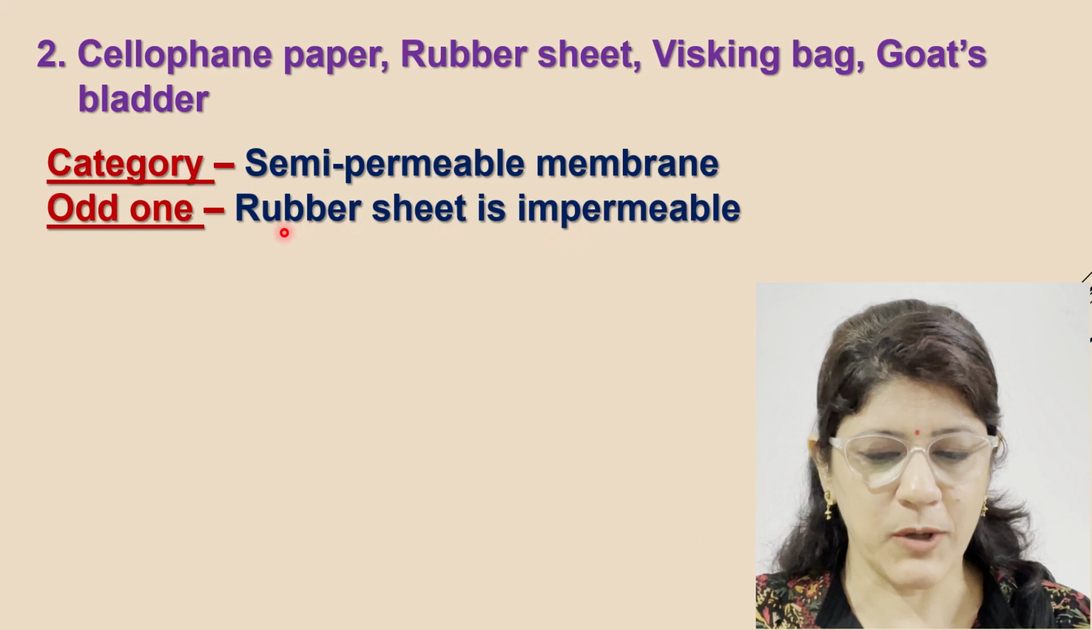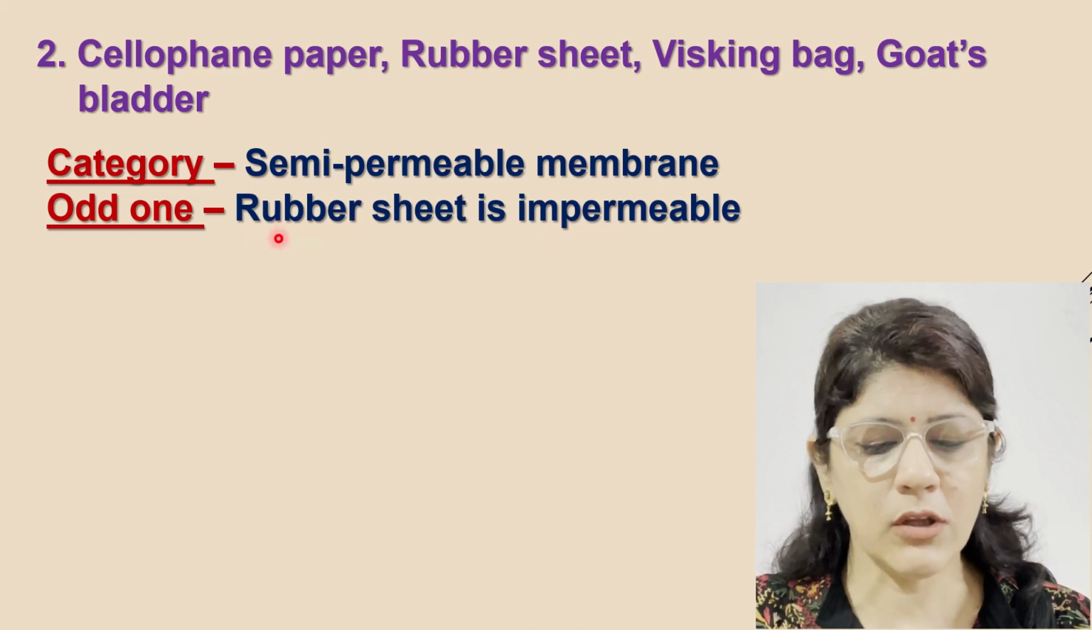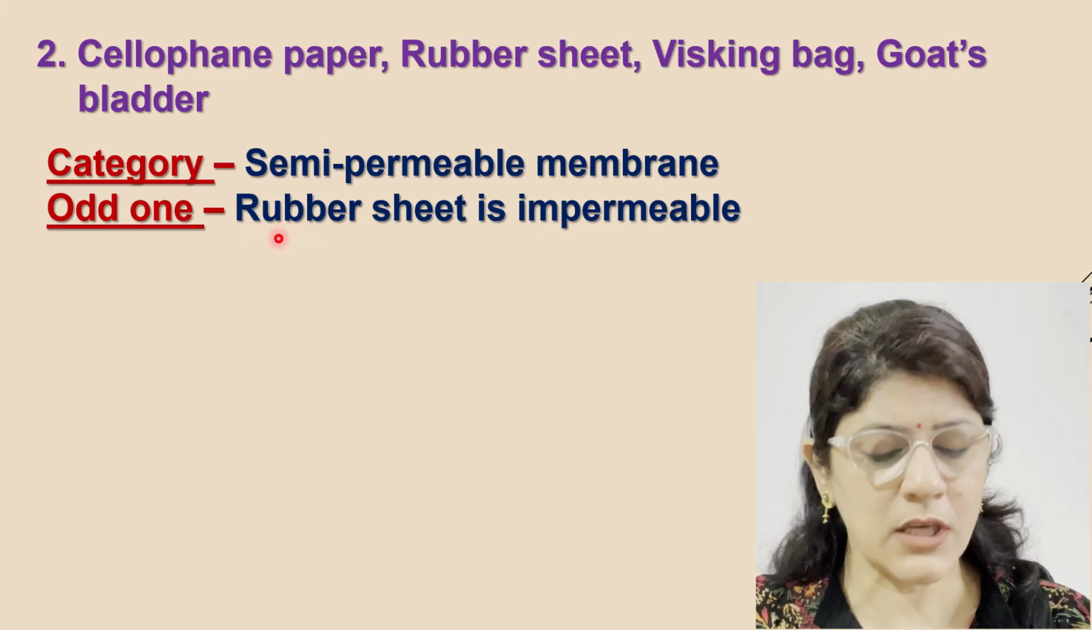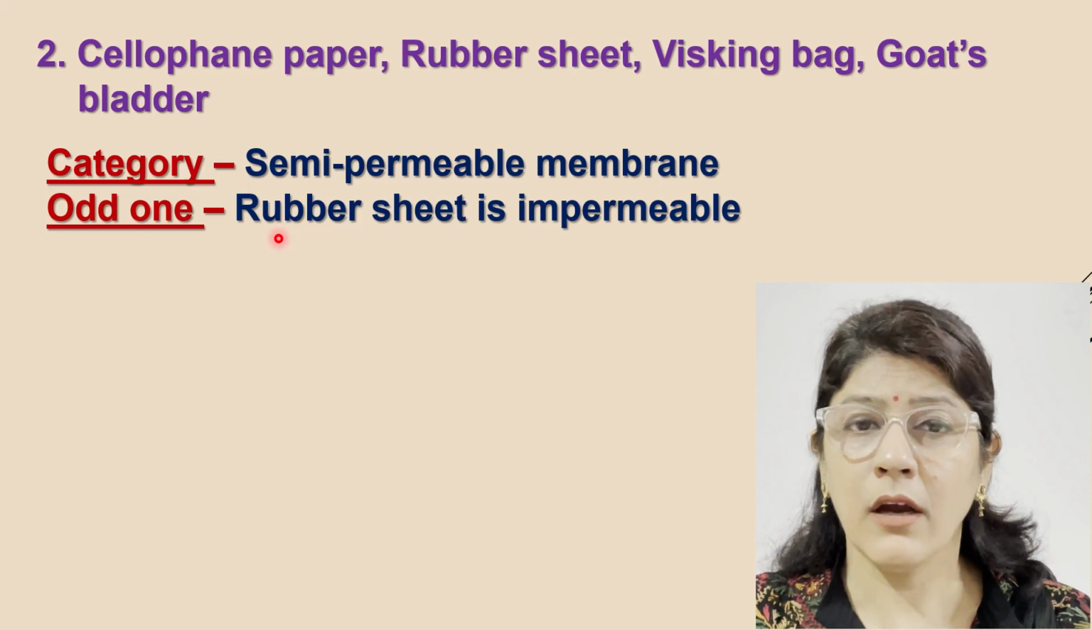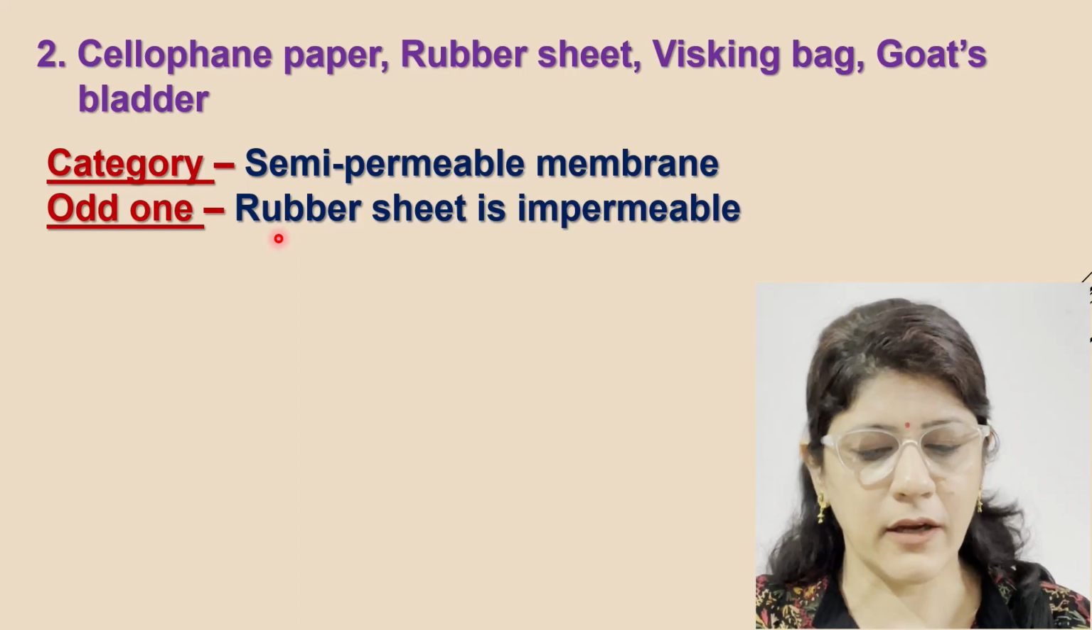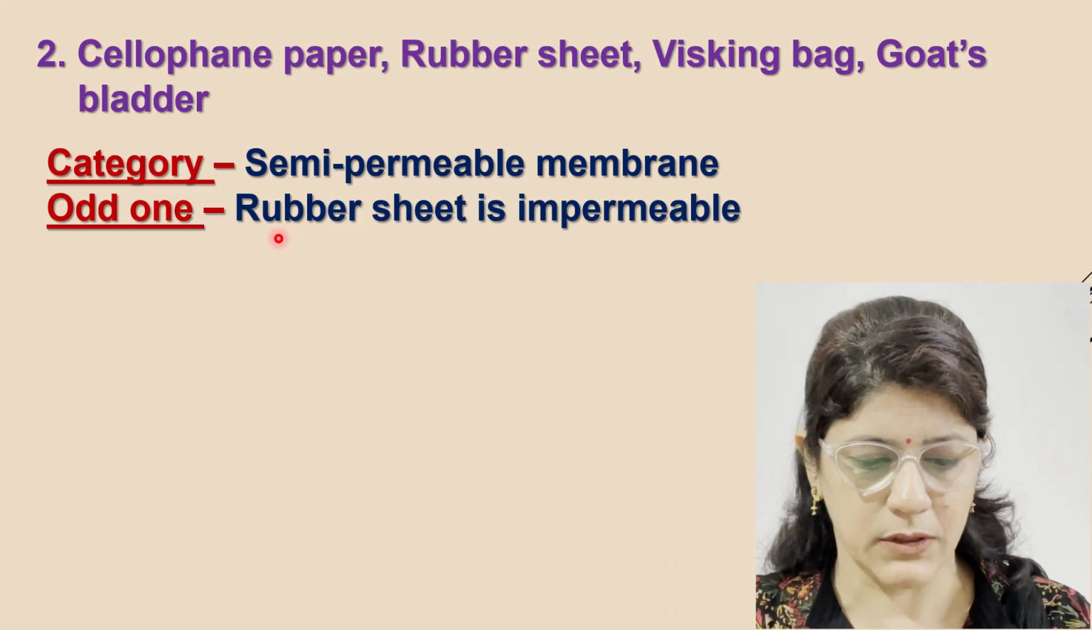If in the place of rubber sheet I have given muslin cloth, then again muslin cloth will be the odd term because it is freely permeable, and category remains same that it is semi-permeable.